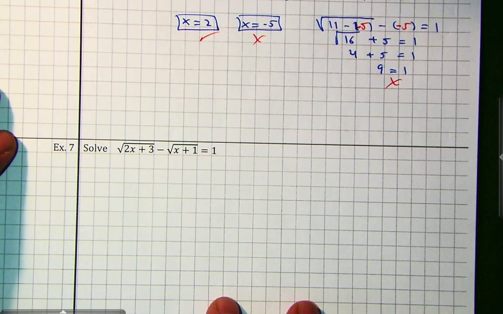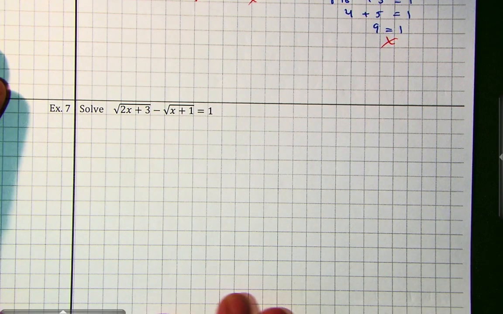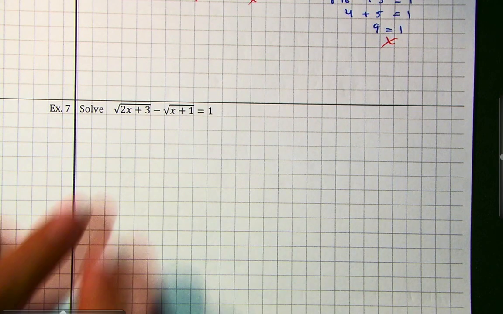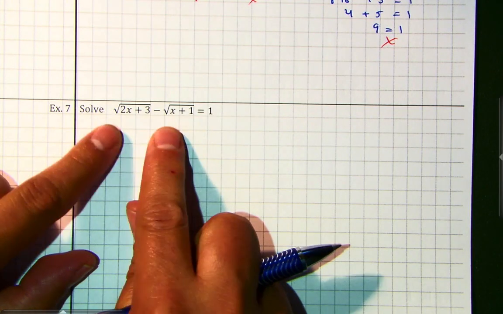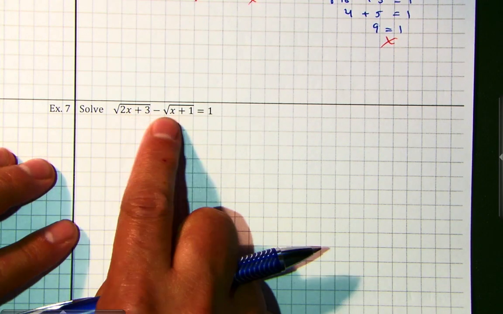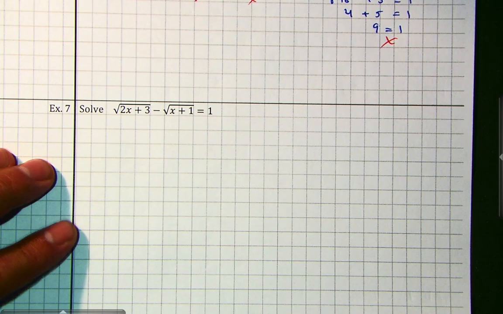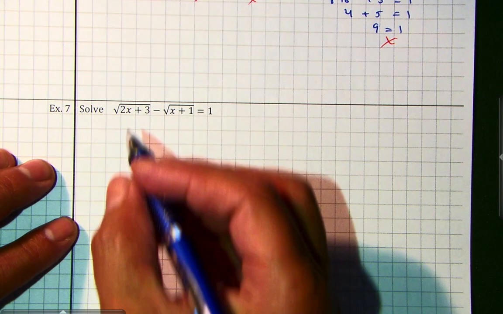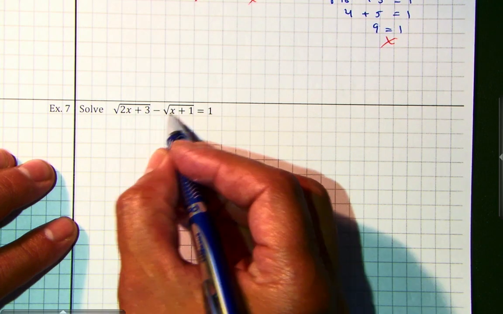Example number 7. Last example for today. Go and copy it down, and then we can talk about what we can do. So in this case, there are different ways of solving this. I do want to get rid of the square roots, the radicals. So I'm just going to move one of my square roots to the right.